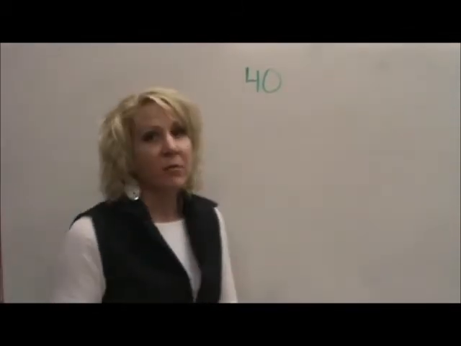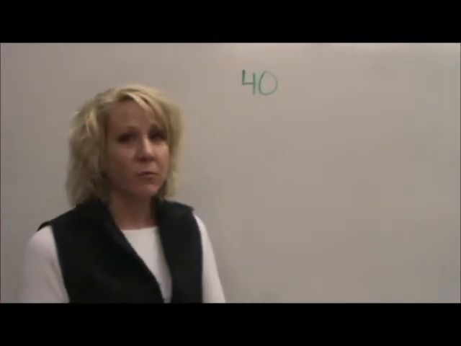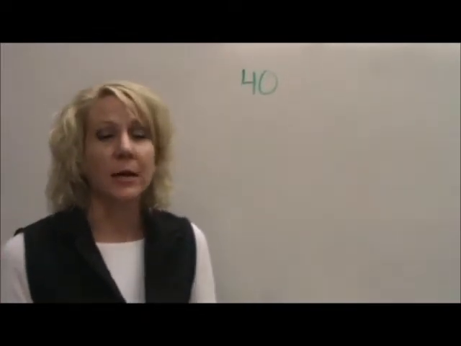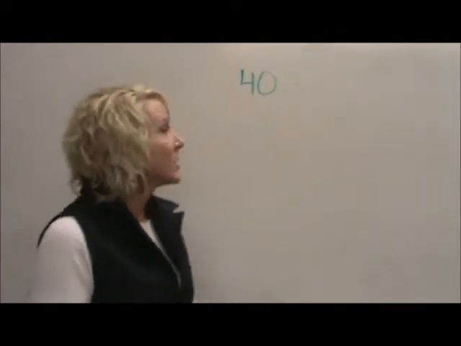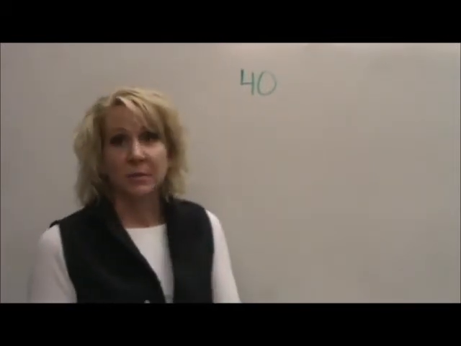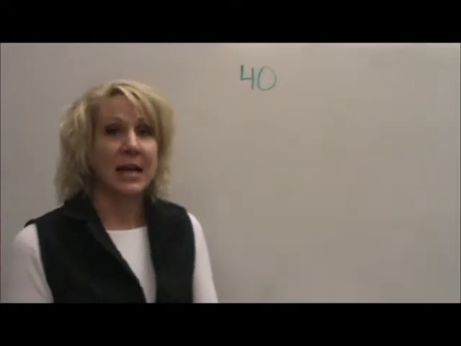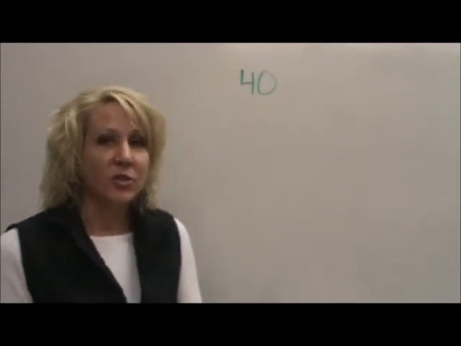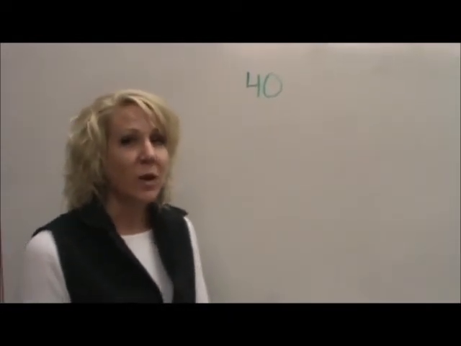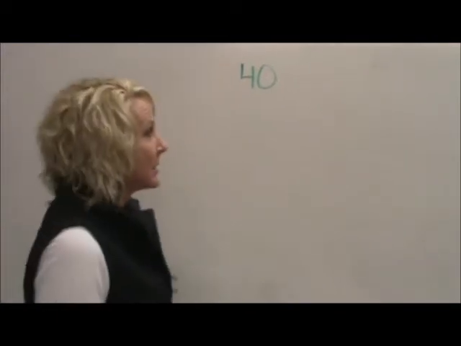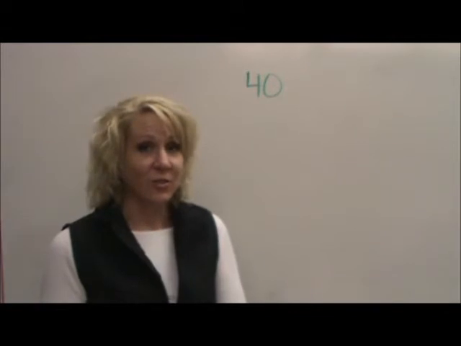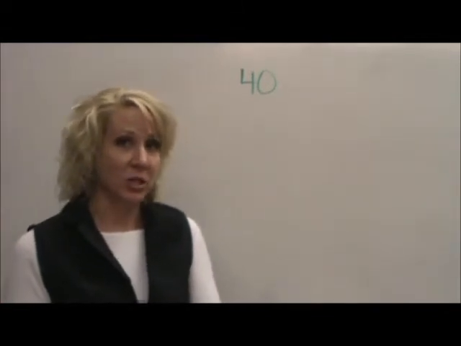So when we think about 40, obviously we can create 40 by multiplying 1 times 40. But there are other factors that create the number 40. 2 times 20, 5 times 8, 4 times 10. So since there are more than just two factors, more than just 1 times that number, this is a composite number. Because it is a composite number, we can factor this using prime factorization.